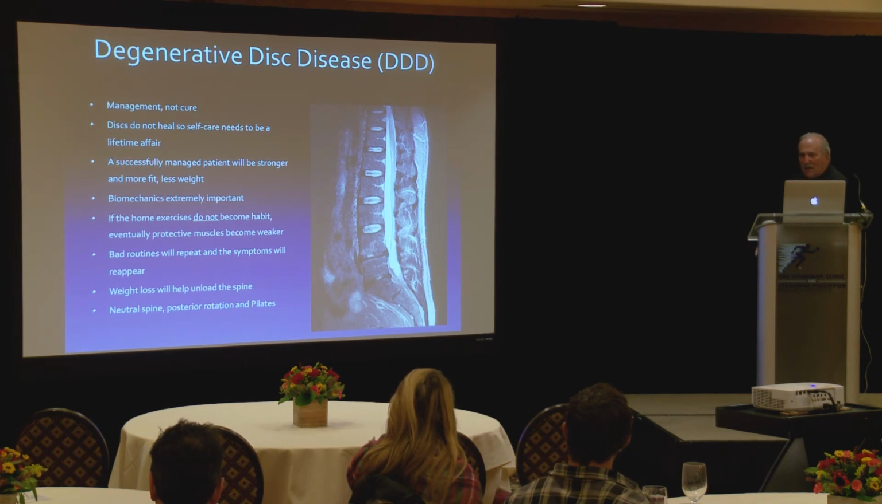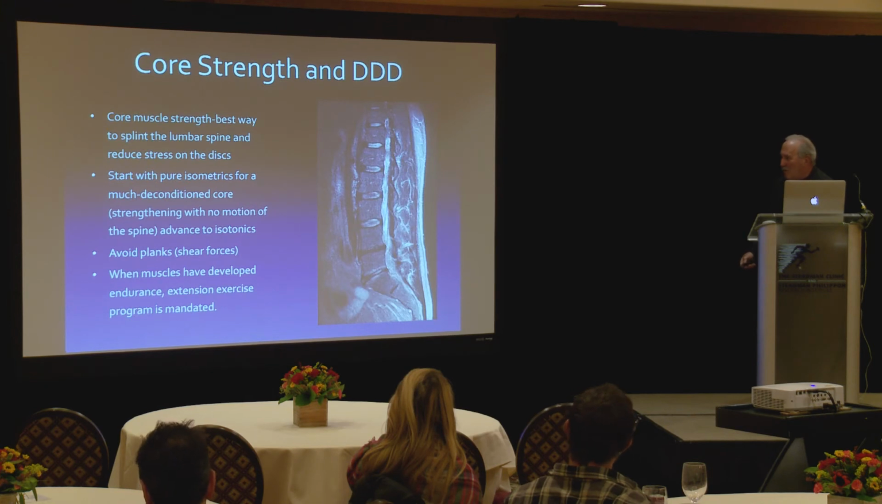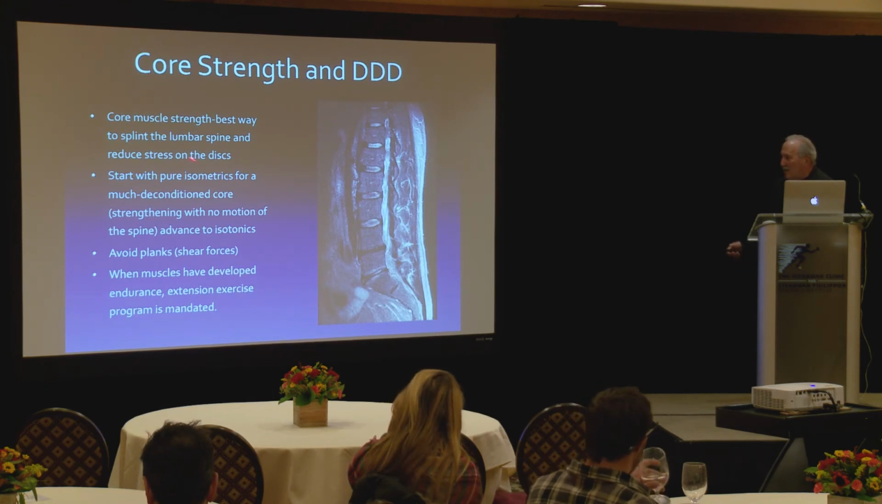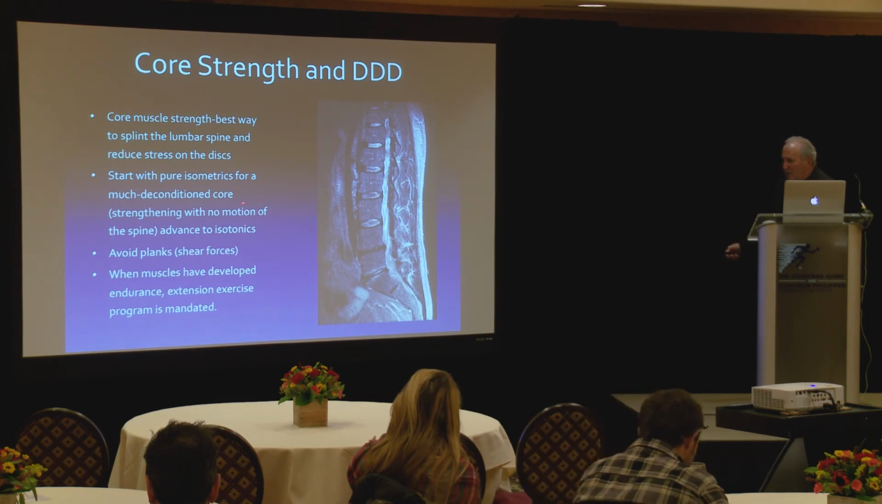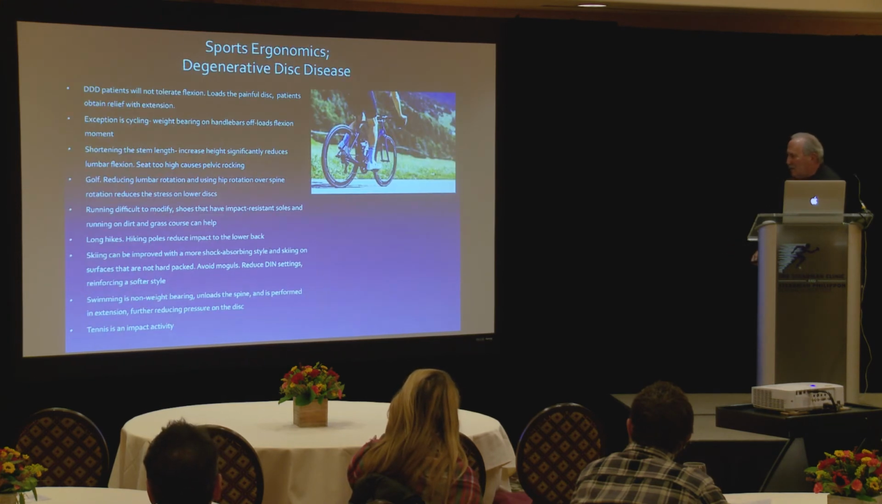So just start thinking about core strength and managing these people. These will be your friends for life because they're not going away. Core strength is the best way to splint the lumbar spine and reduce the stress on the discs. Start with isometrics, as we talked about. Avoid planks because of the shear forces that planks cause. And when muscles have developed endurance, an extension exercise program is mandated for something like this.